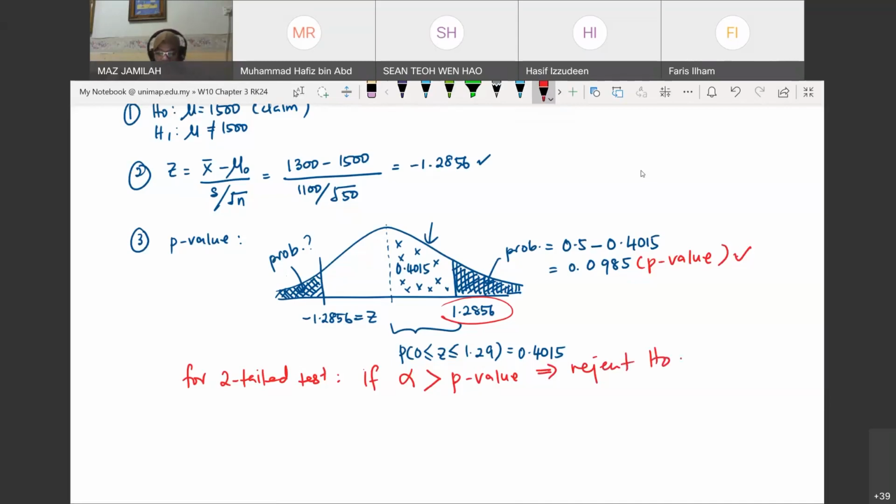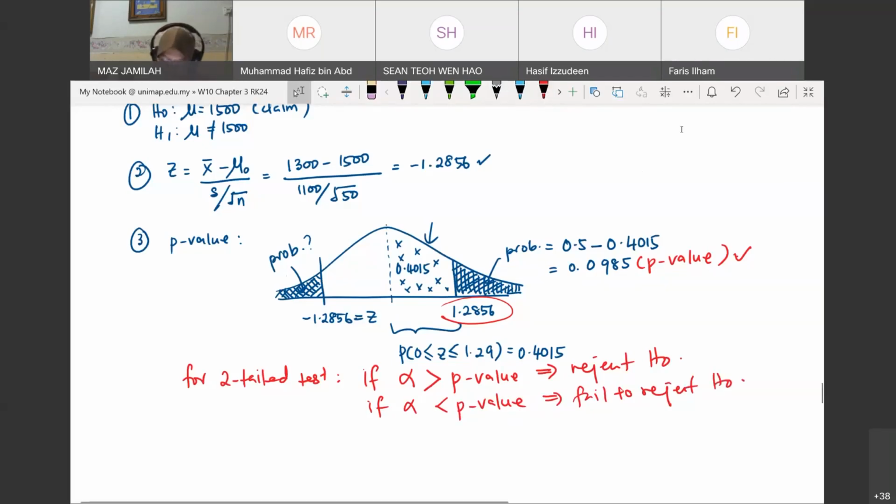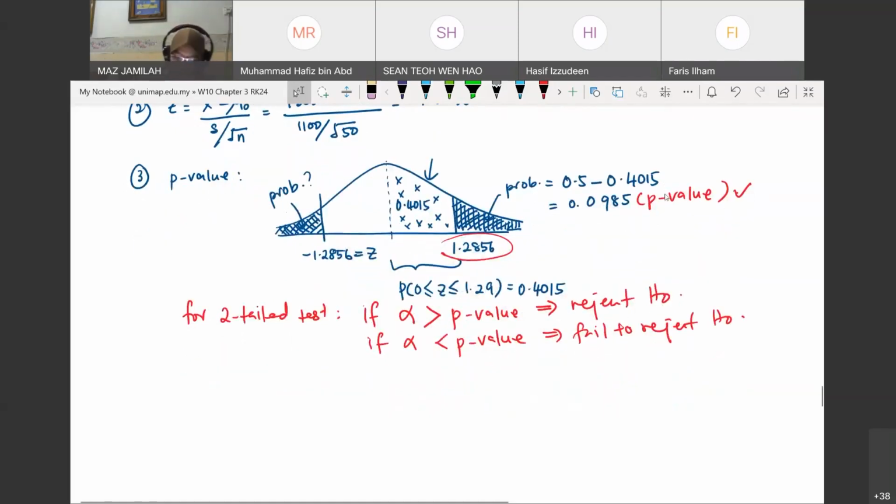Okay, if alpha is greater than p-value, then reject the null hypothesis. If alpha is less than p-value, fail to reject the null hypothesis. Now, for a two-tailed test, you are going to multiply your p-value.